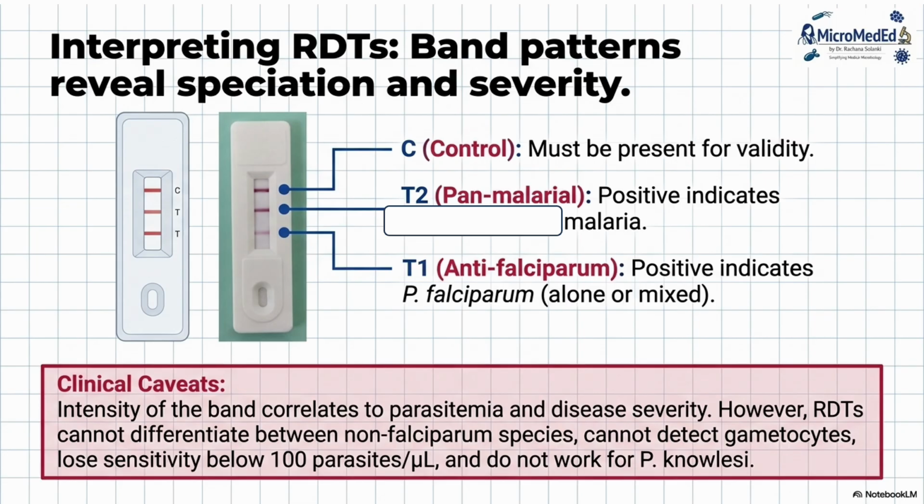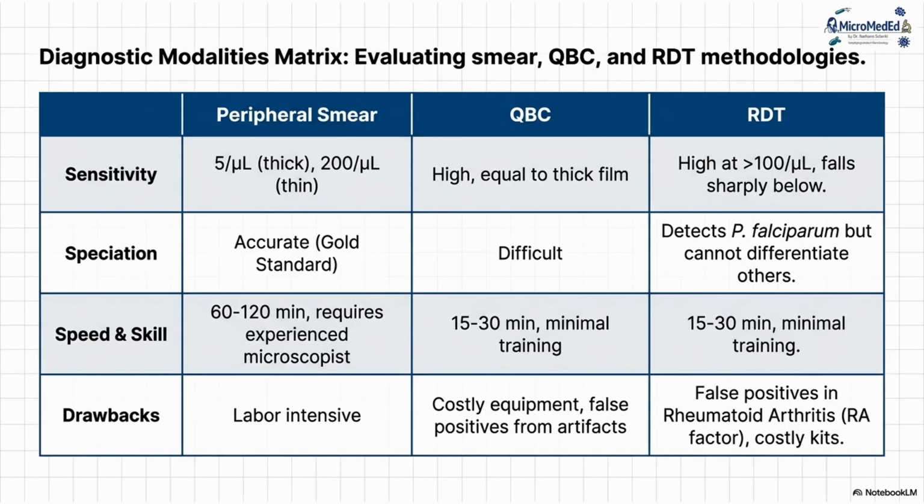So basically an ICT would be there, so in that a control band must be there for the validity. Then pan malaria suggests malaria, but if it is for HRP2 then it is suggestive of P. falciparum. So basically the pan malaria cannot differentiate between whether it is vivax, malariae, ovale, but you can understand that it is a malaria. So let's revise all this.